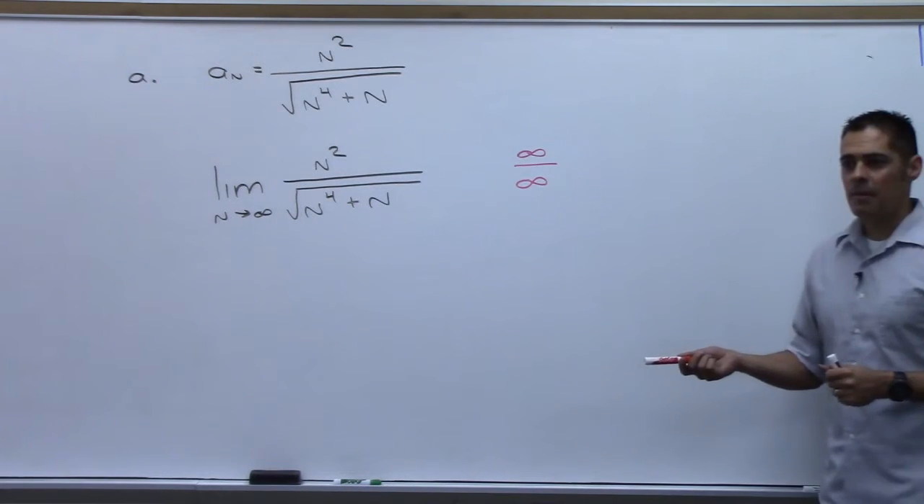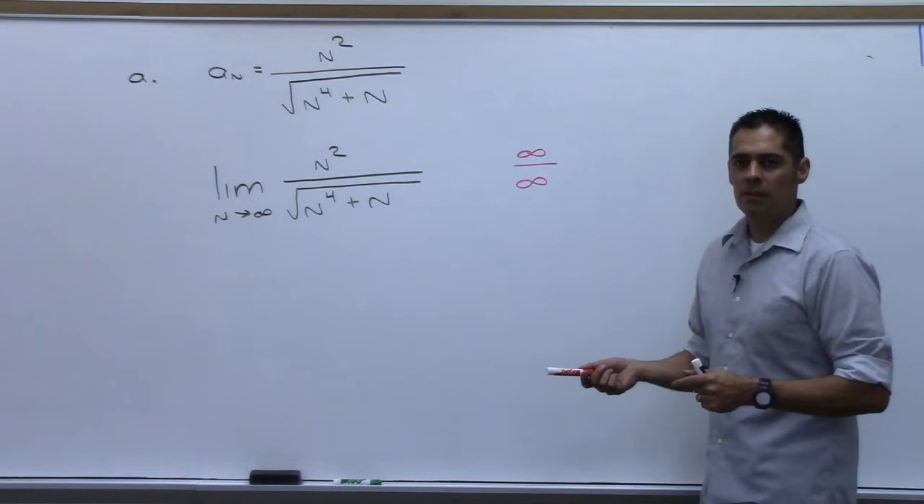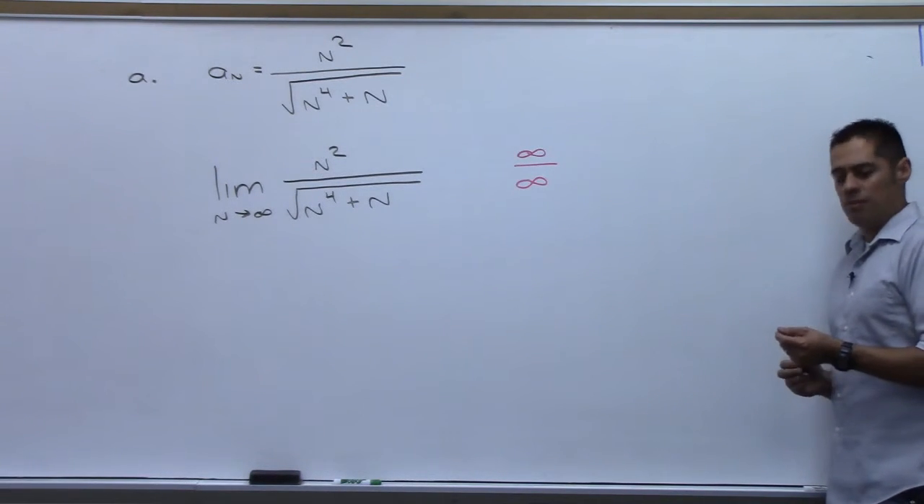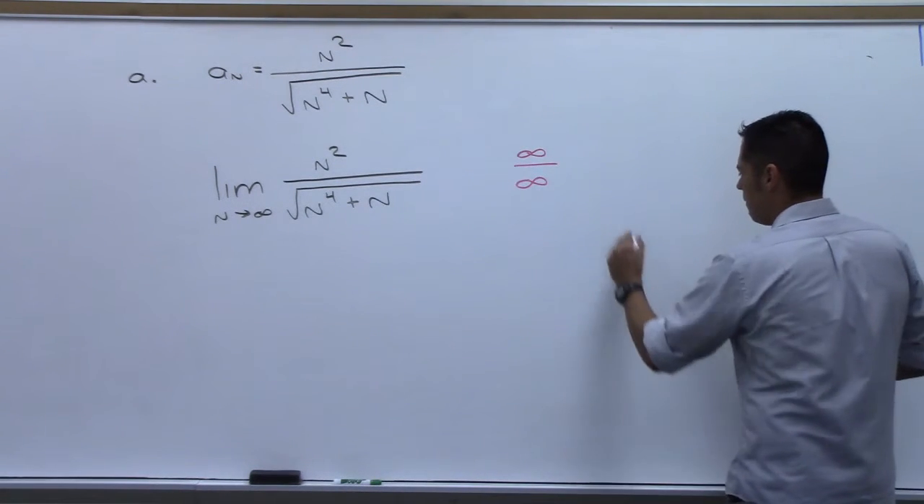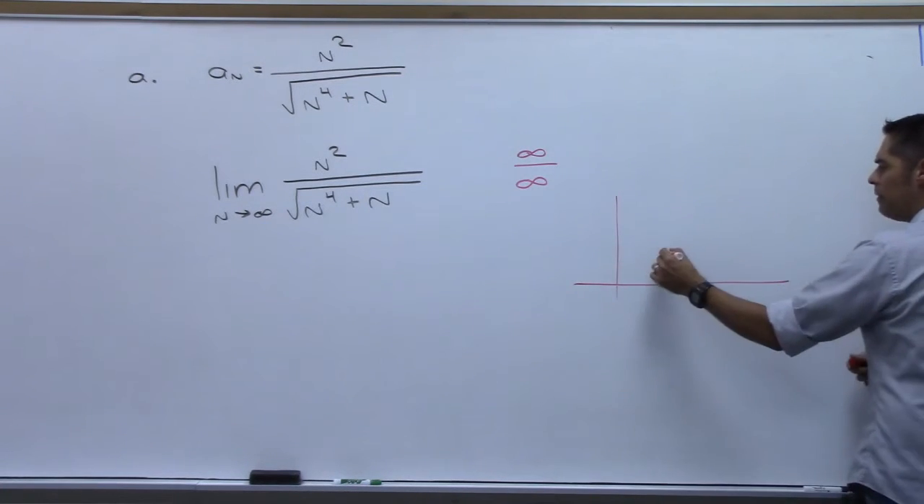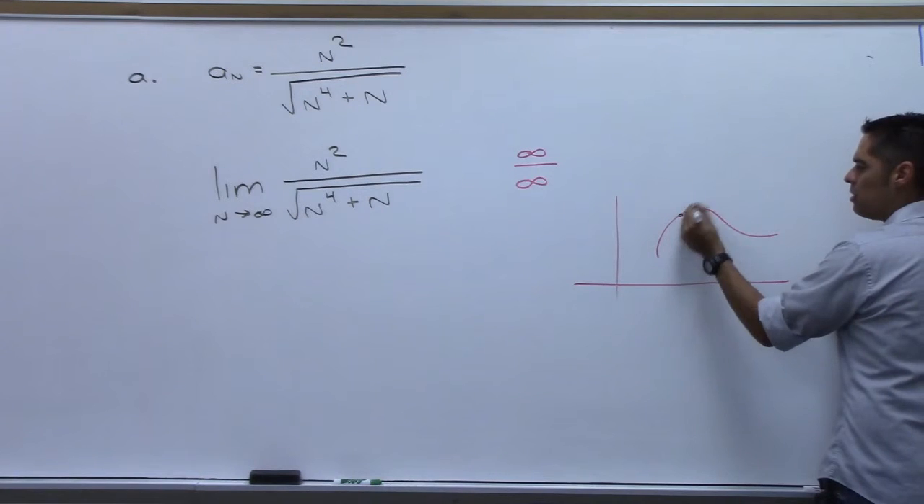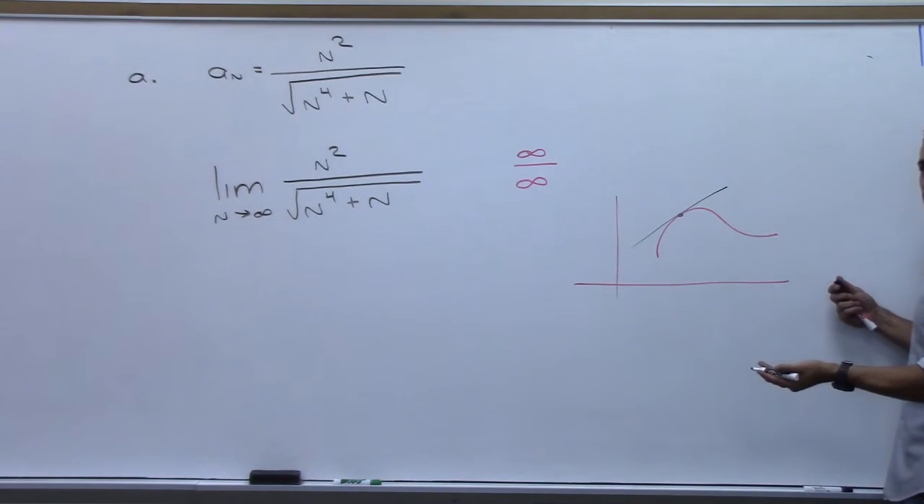So what? L'Hopital? Here's the problem with L'Hopital, though. L'Hopital said you do the derivative, right? Top, bottom? We can take derivatives of functions because the whole idea of a derivative is that if you have a function, the derivative is the slope of the tangent line. That's what the derivative is.